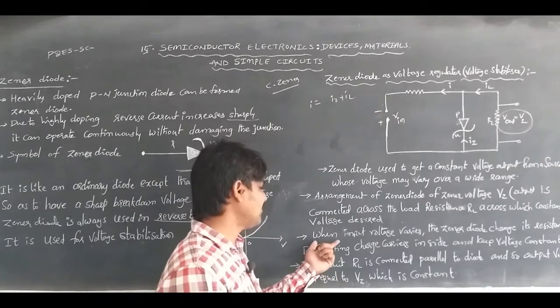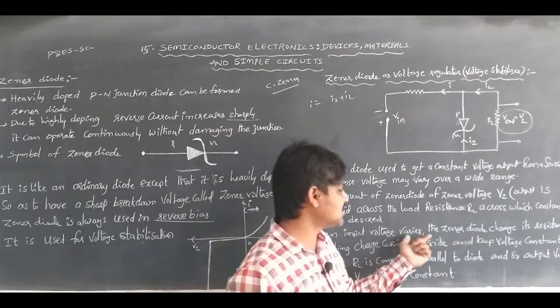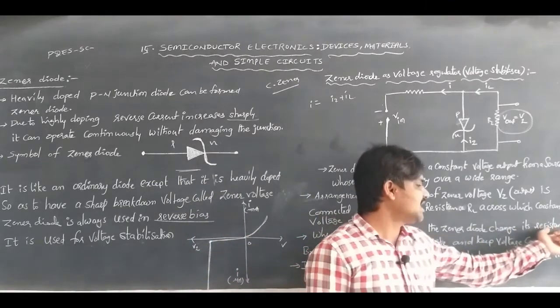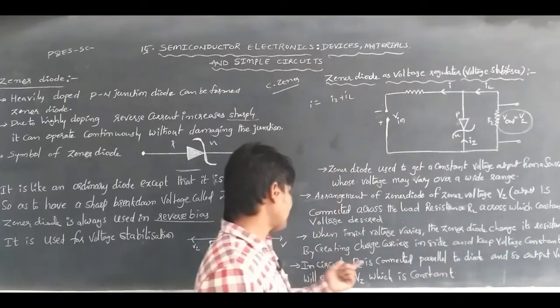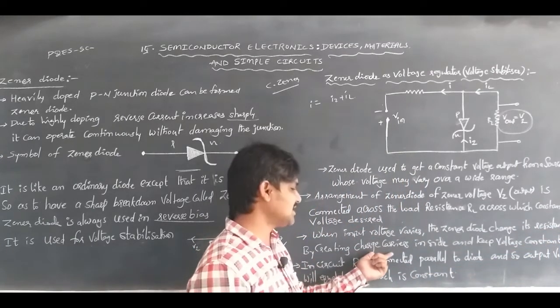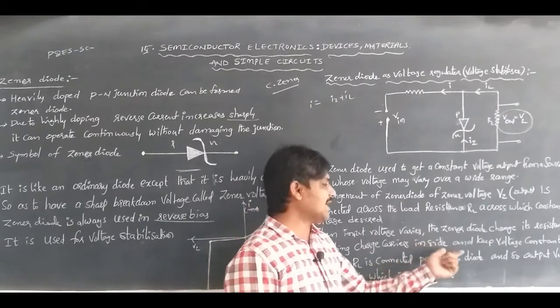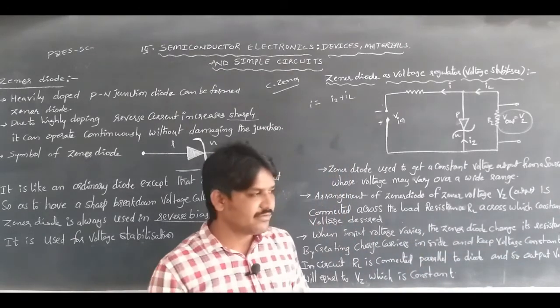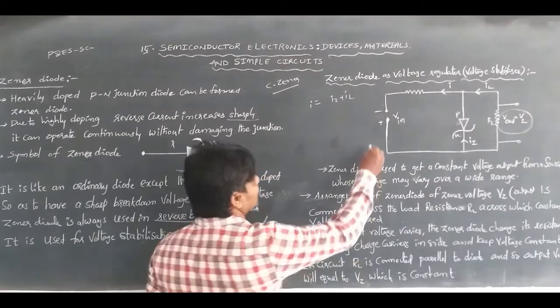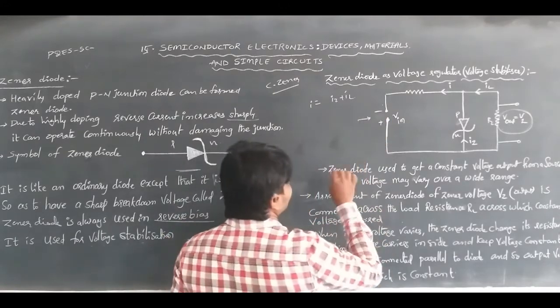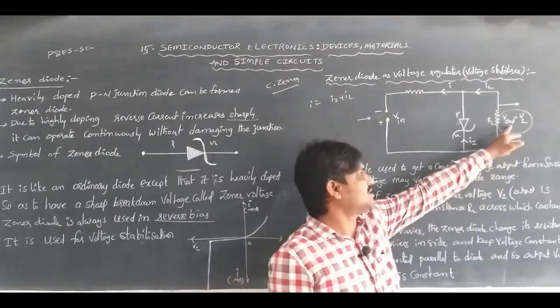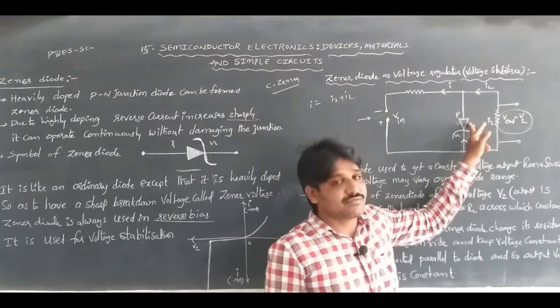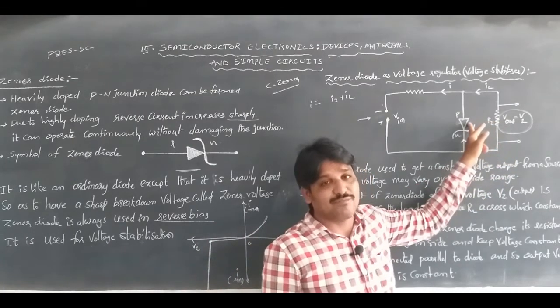So that's why, when the input voltage varies, the Zener diode changes its resistance by creating charge carriers inside and keeps the voltage constant. That means whenever alternating current is applied to the input, the output remains constant, because this will resist the flow of more charge.